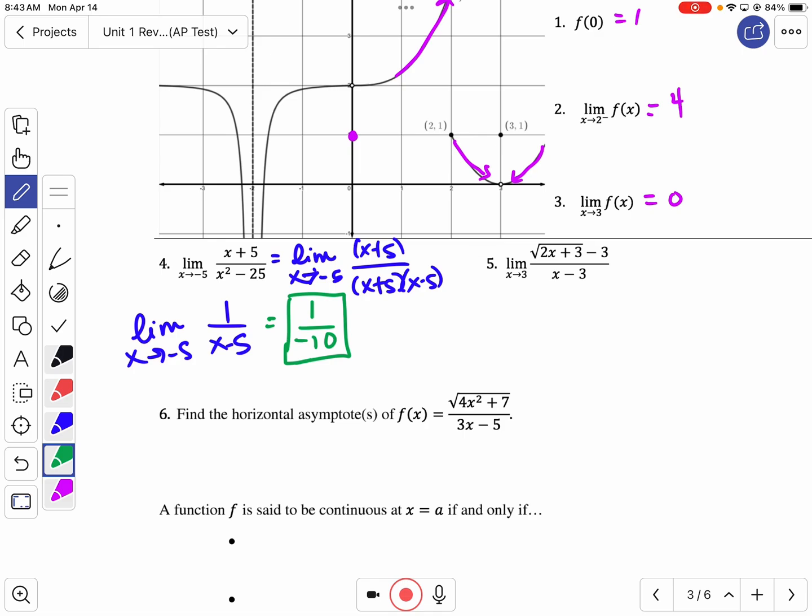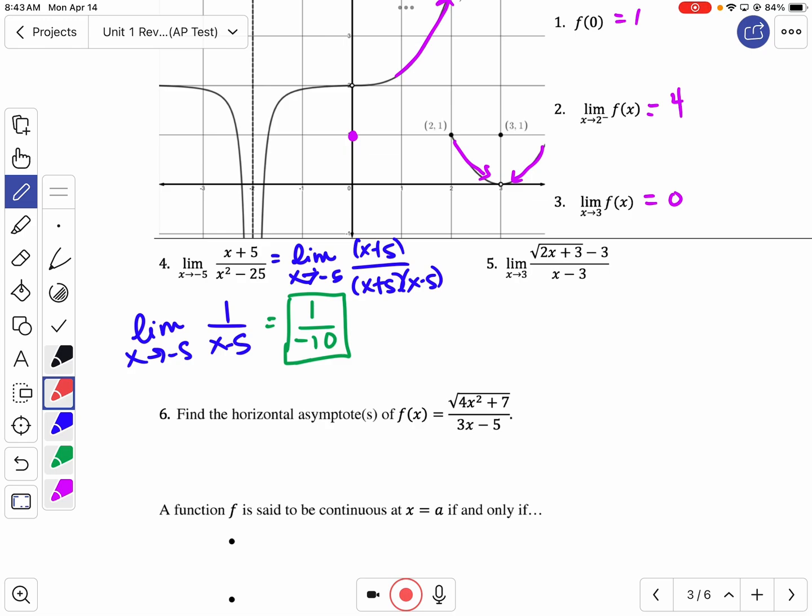Now, with number 5, what's complicating this one? Yeah, that square root's nasty, right? If I plug 3 in, 2 times 3 is 6, plus 3 is 9, square root of 9 is 3, minus 3 is 0. All right, so we're definitely getting a 0 on the top. 3 minus 3 is 0 as well. Do you remember how we fix it if there's a radical?